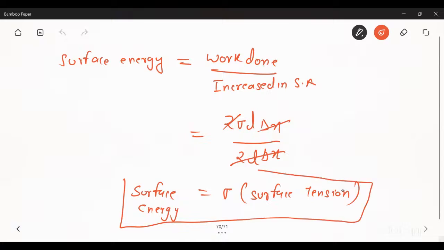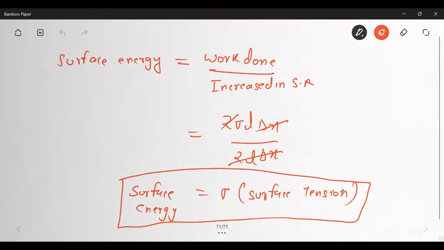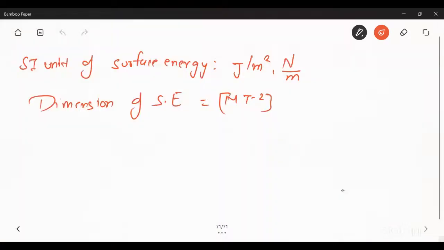The surface energy is equal to the surface tension, and the SI unit and the dimension of surface energy are as discussed. So that's all for today.